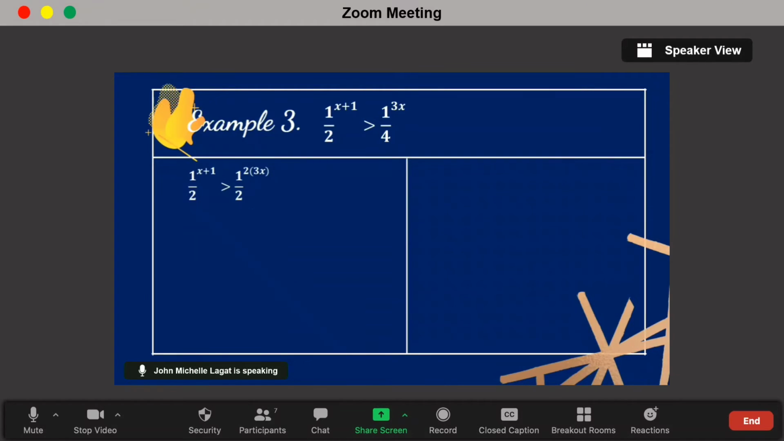We bring down the exponents x plus 1 and 2 times 3x. As for the direction of the inequality symbol, let's have a look again at our bases. Since our base is greater than 0 but less than 1, following the properties of exponential inequalities, we reverse the direction of the inequality symbol. Now that we have our final inequality symbol, we can proceed to solve for the variable. 2 times 3x is equal to 6x. We then isolate the variable by transposing x to the other side.